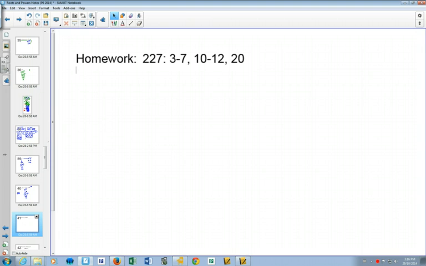And you already have this homework, so the last 10 minutes, you can either study for tomorrow's quiz or work on this.